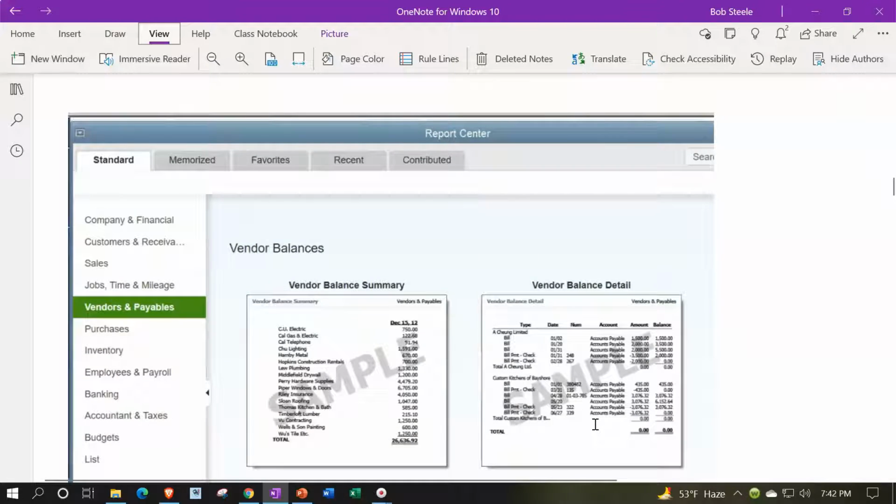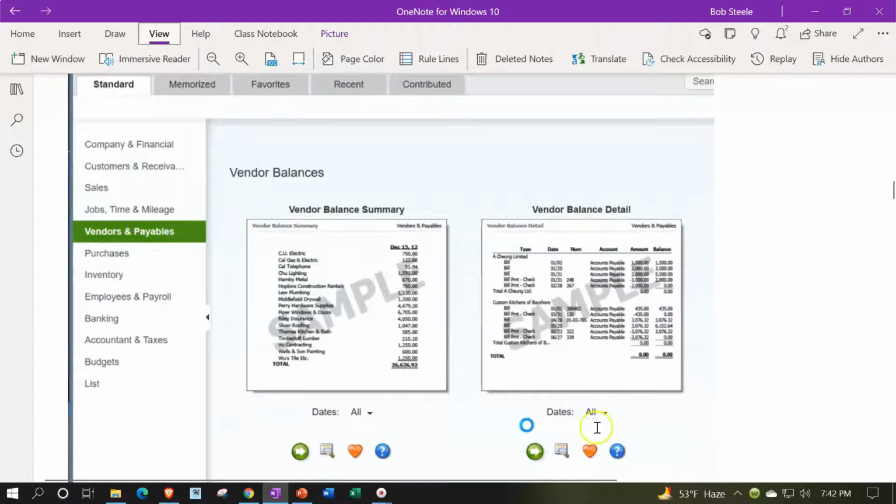Note that that type of information can also be found on the accounts payable or the vendor center as well oftentimes. So although it's a classic subreport, you might first go in practice to the vendor center and look at the aging reports, most likely in the reports oftentimes.